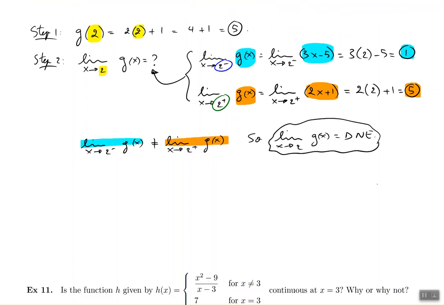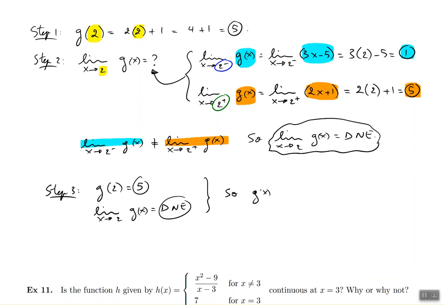Okay, so now at this point we have to do step number 3. And what does step number 3 say? It says check the first answer against the second answer. So the first answer was 5. The second answer was not even there. We didn't even have a number. It did not exist. There was no solution. So that means what? That means the numbers are not equal. So the g of x function is not continuous at the point that you tested, at the point x equal to 2. And that's pretty much how the problem ends.